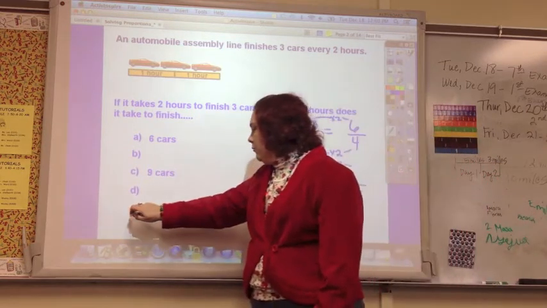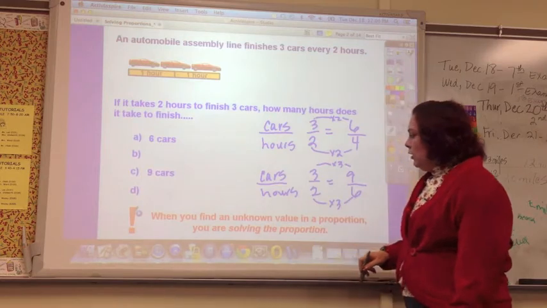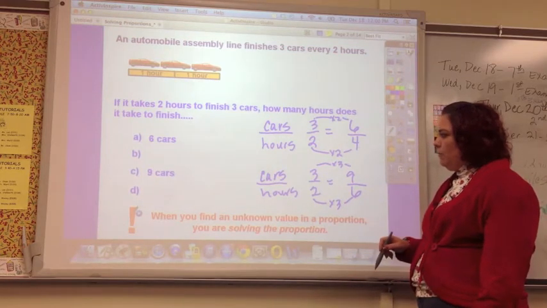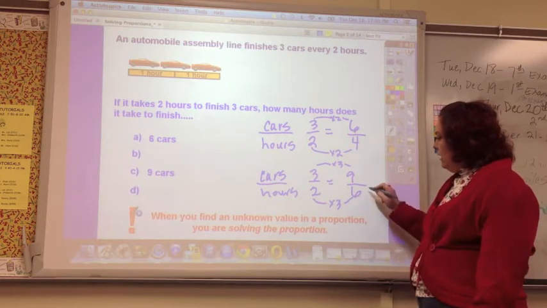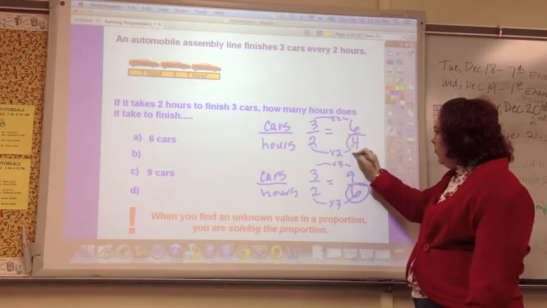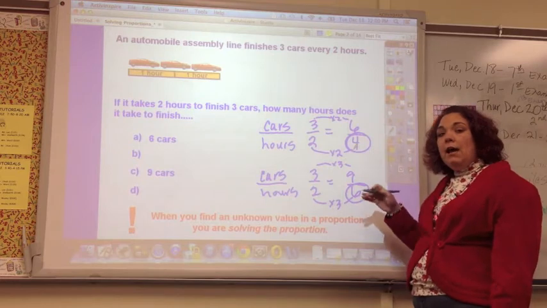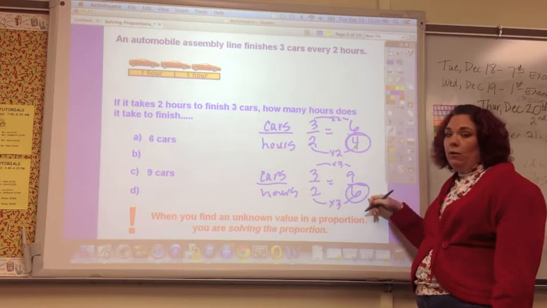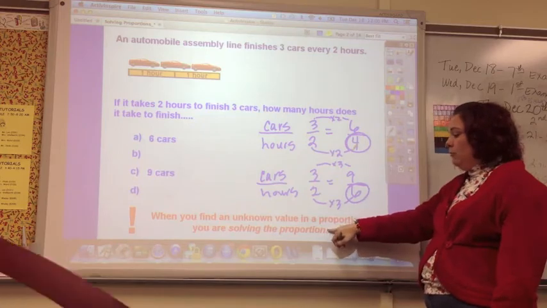And you want to go ahead and note this. When you find an unknown value in a proportion, you are solving the proportion. And that's what this is. This was unknown. And by setting it up and finding the scale factor and finding what makes these equivalent, we're solving the proportion.